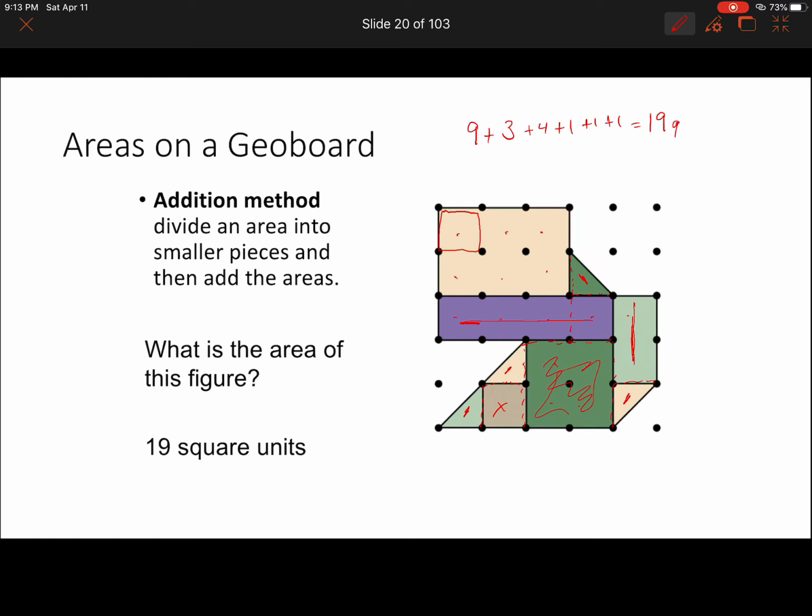And since we don't know the unit, we're going to put square units. Or units squared is another way you could do that. And that is how our addition method works. Now, this is all assuming that you haven't talked about area formulas yet. And we have some area formulas. In fact, there's going to be several I'm going to give you here over the next little while.